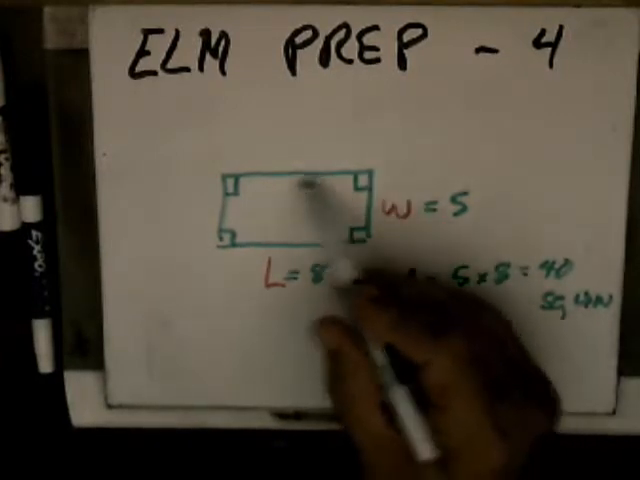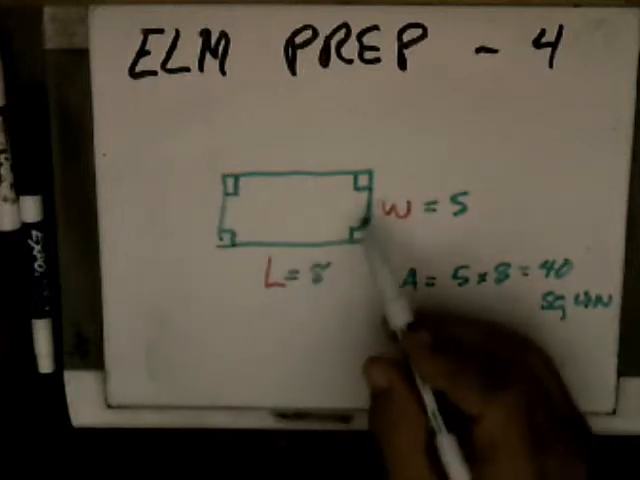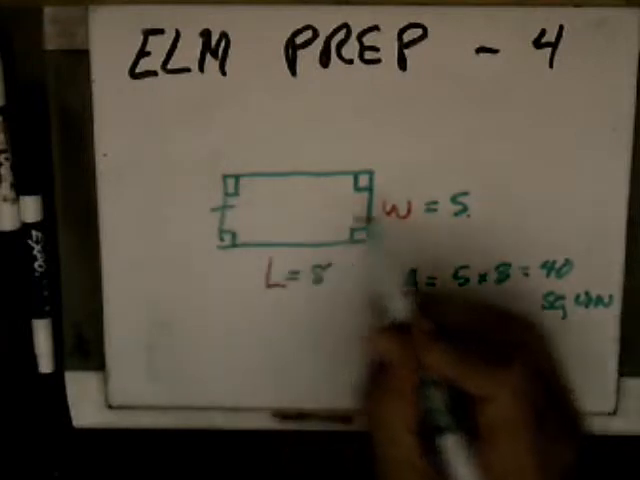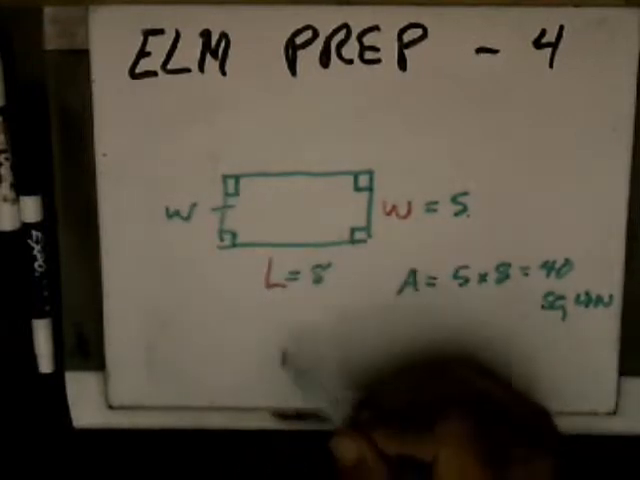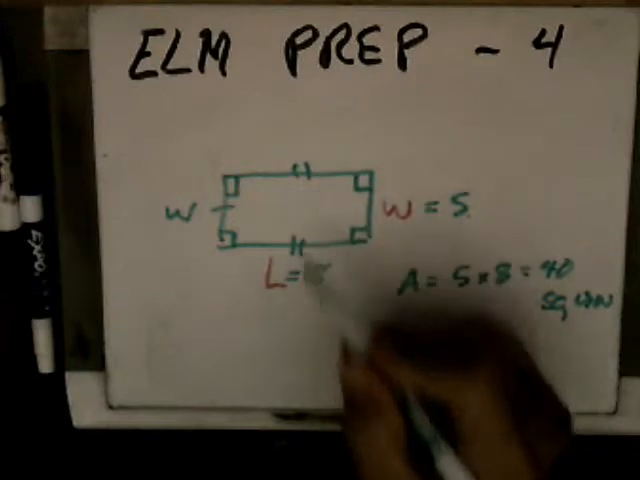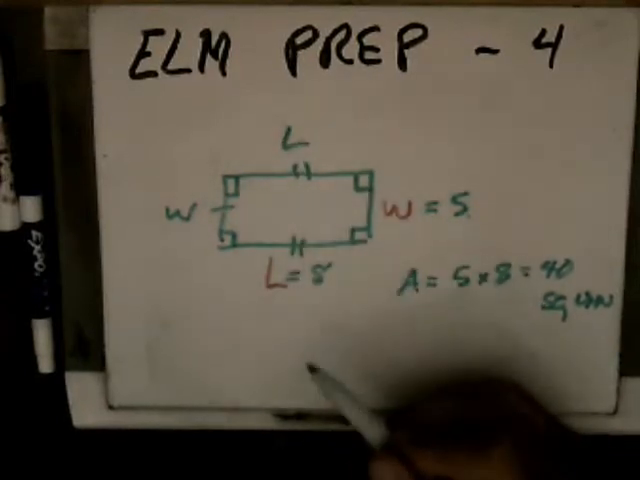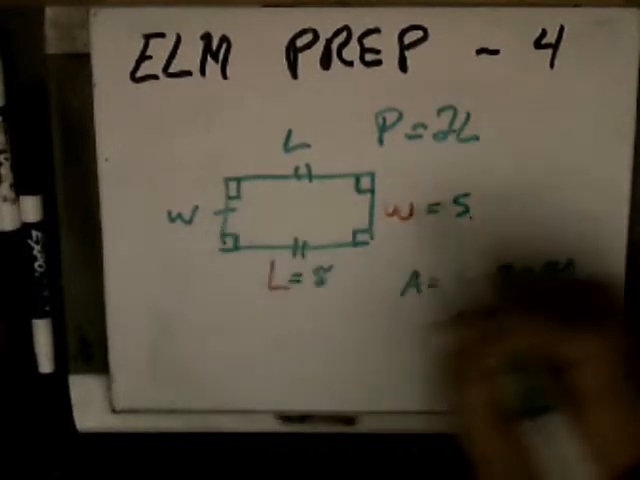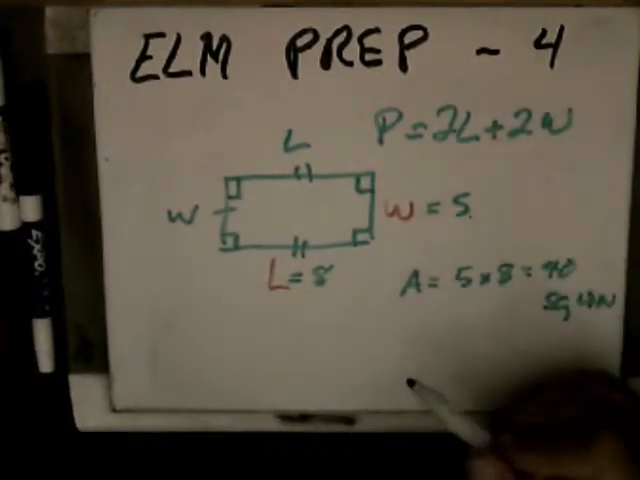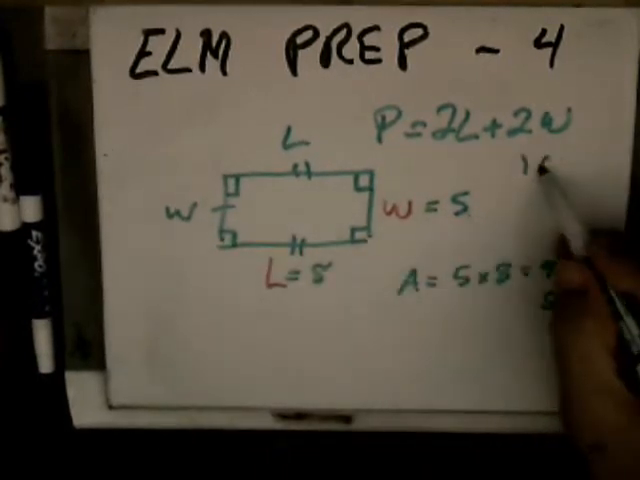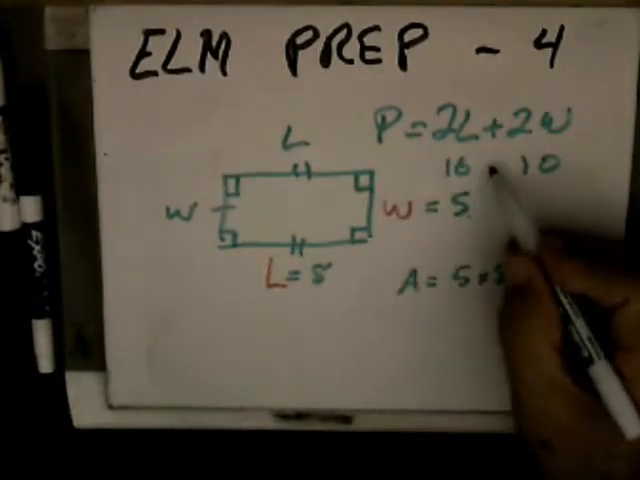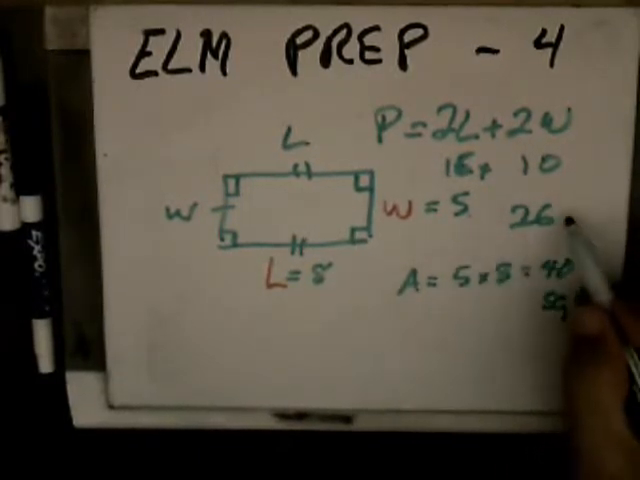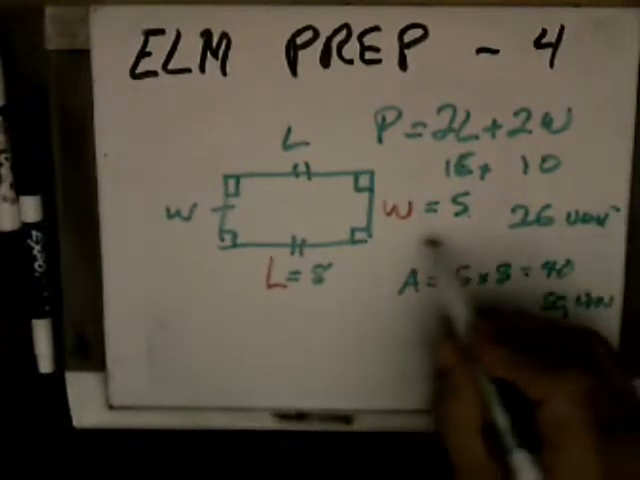Because these are right angles, the two long sides and the two short sides are parallel to each other. So this side is equal to this side. So I have two W's and they're equal. I have two lengths and they are equal. Well, the perimeter, I have two lengths and two widths, and I add them up. 5 plus 5 is 10, and 8 plus 8 is 16. So I'm going to have 26 units in perimeter.